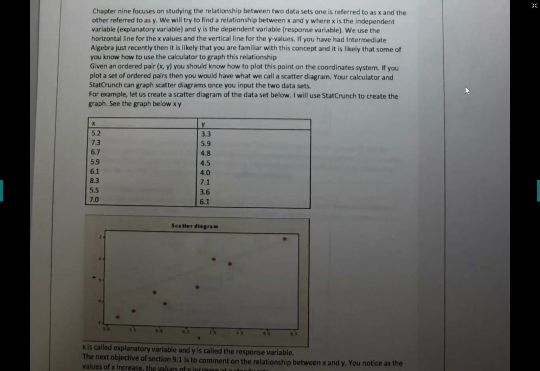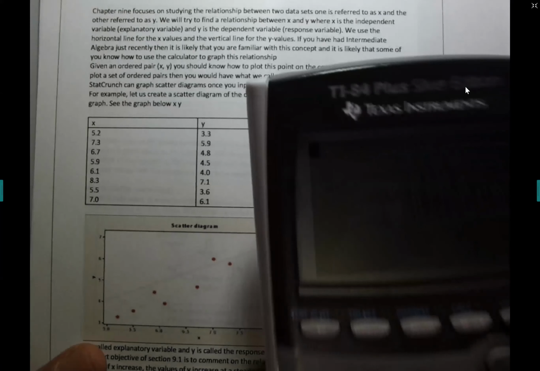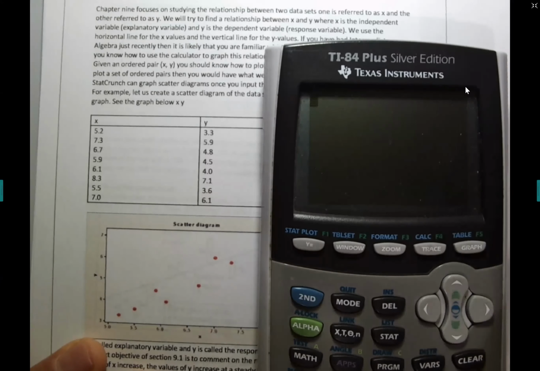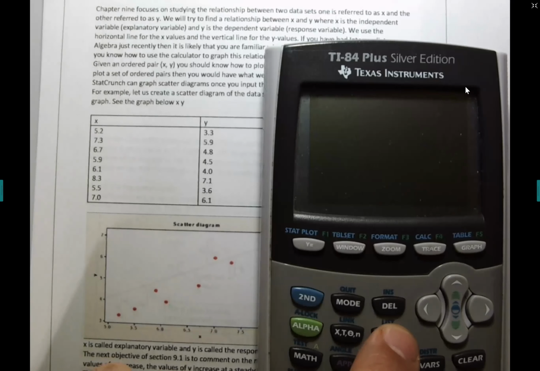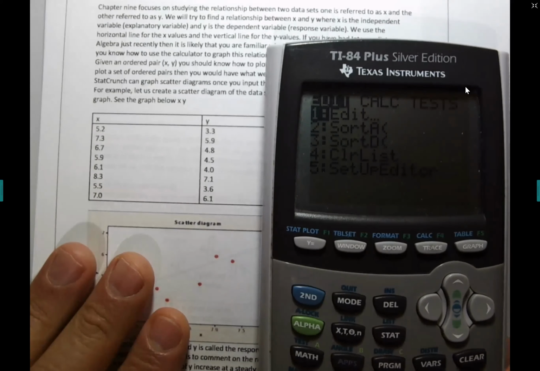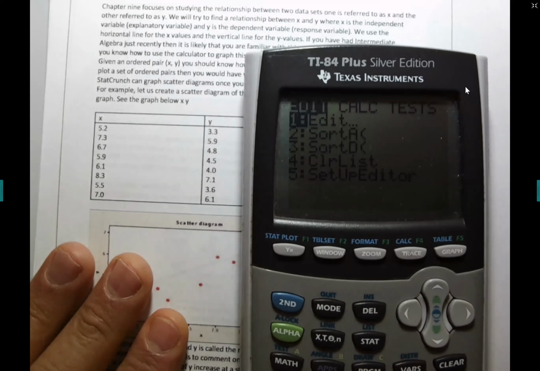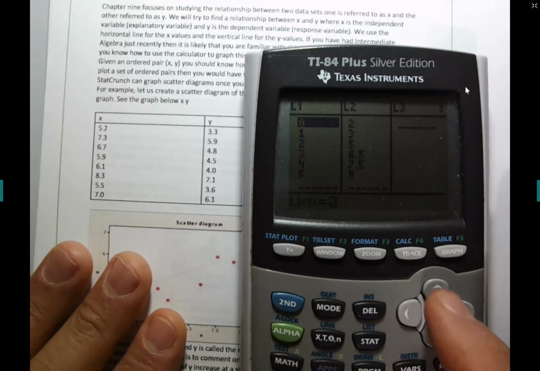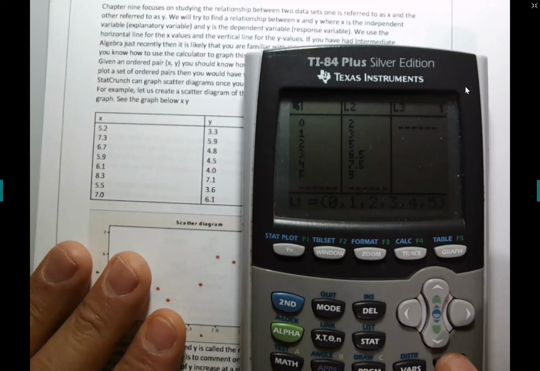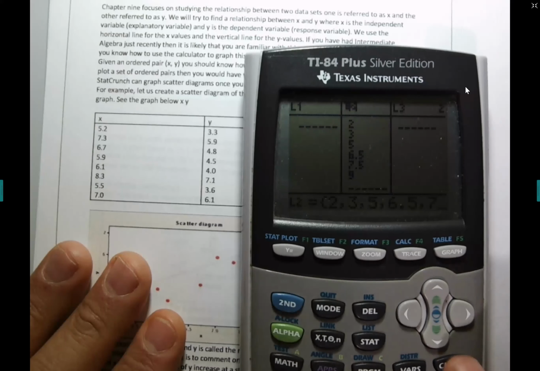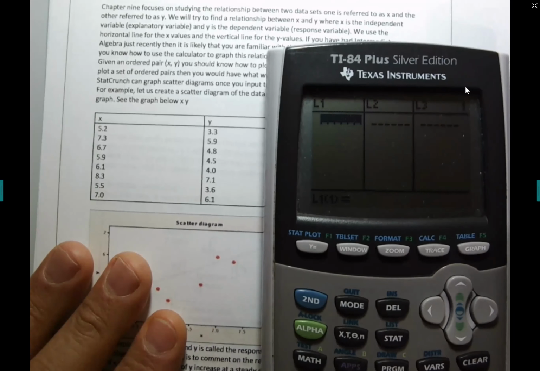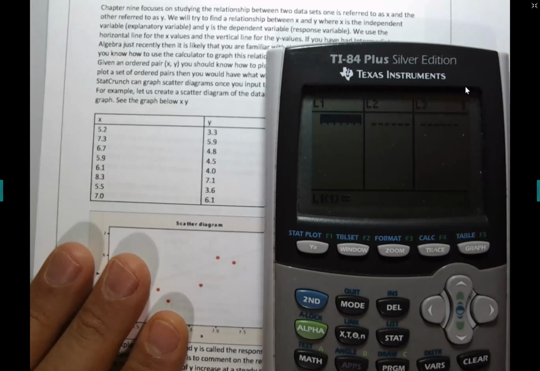So we're gonna do it. This is my calculator. I'm gonna go to stat, edit, and L1 and L2. I'm gonna clear L1. This is how you clear it. You just highlight L1 and hit clear and enter. I'm gonna clear L2. Okay. In chapter 9, guys, L1 is gonna be your X and L2 will always be your Y.